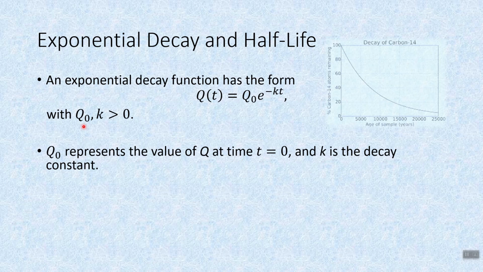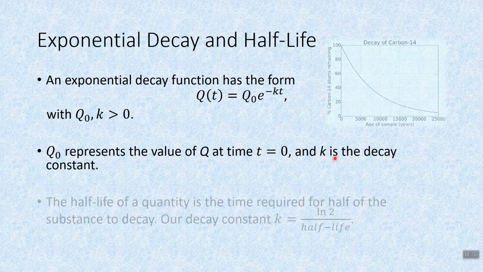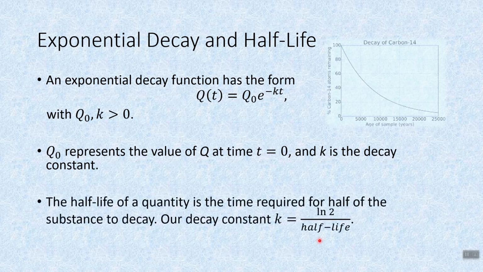Some people call this Q naught, Q initial, Q0, Q sub 0. There are many different ways that people might refer to it, but that's always what it means. It's the initial value of Q, the value of Q at time 0. And k is called the decay constant, and the decay constant is related to our half-life.